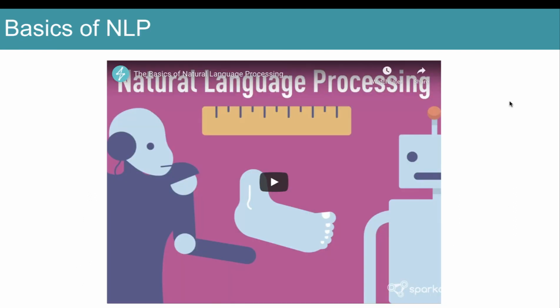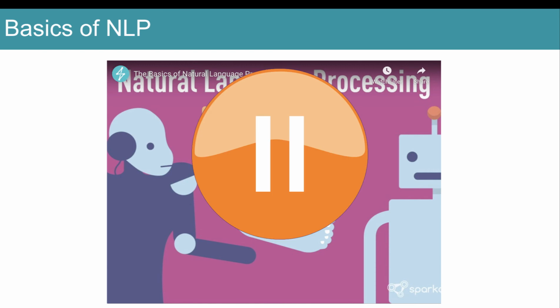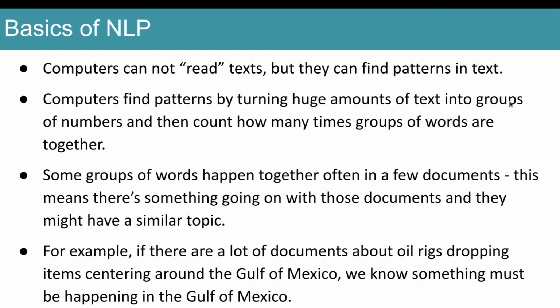So let's watch a video on the basics of natural language processing. So like we saw in the video, computers cannot read text, right? But they can find the patterns in that text. Computers find patterns by turning huge amounts of text into groups of numbers, and then they count how many times those groups of words are together. Some groups of words happen together often in a few documents. This means there's something going on with those documents and they might have a similar topic.